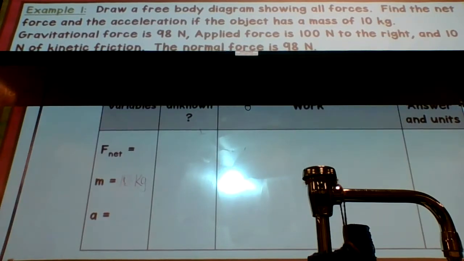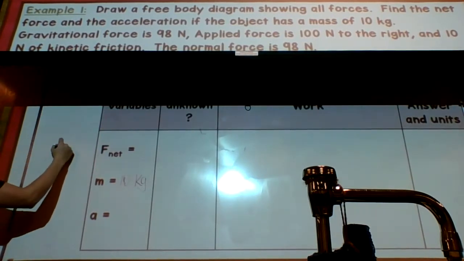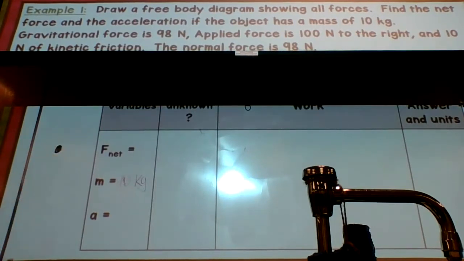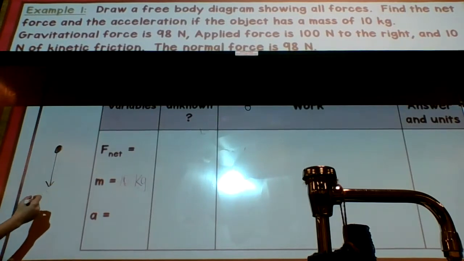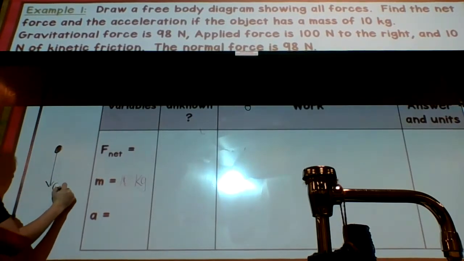It says gravitational force is 98 newtons. This is where we're going to draw our free body diagram. I'm going to start with my dot in the middle. Gravitational force. Which way is that arrow going to point? Down. Gravity points down. So I have an arrow pointing down, and that one is 98 newtons.